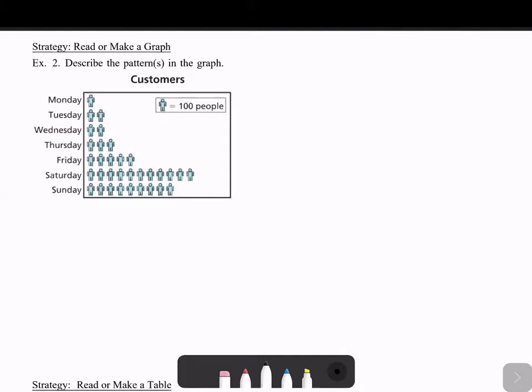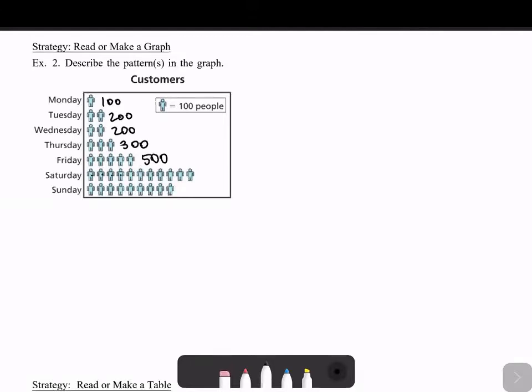So this is a picture graph that has pictures of people to represent data. And so we just need to describe the pattern. In this one, we can see that there's 100 people on Monday. So we have 100 people on Monday, 200 Tuesday, 200 Wednesday, 300 Thursday, 500 on Friday.